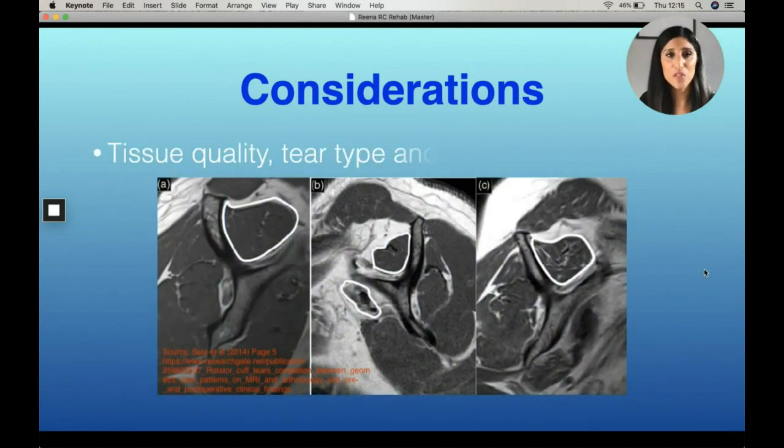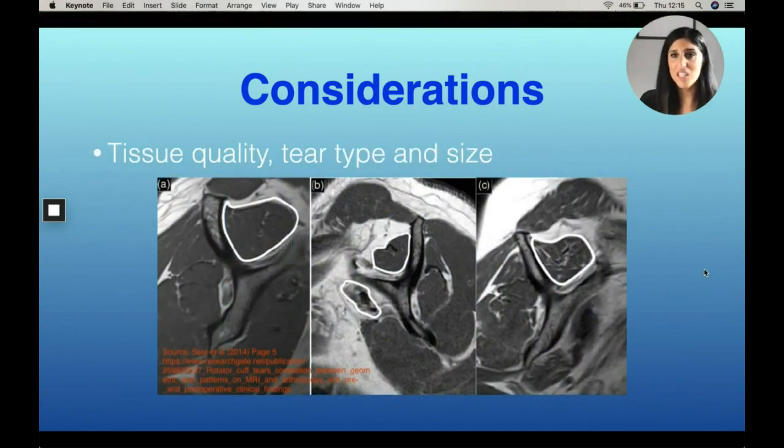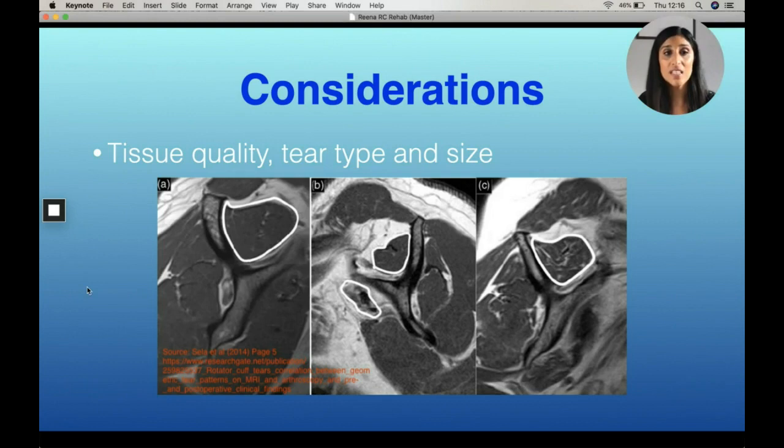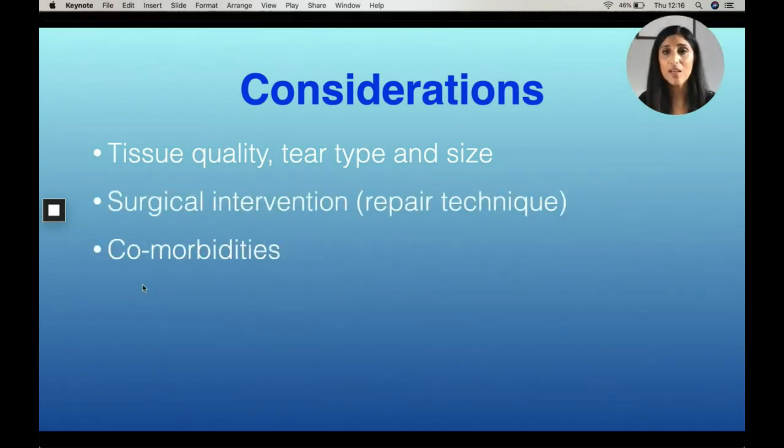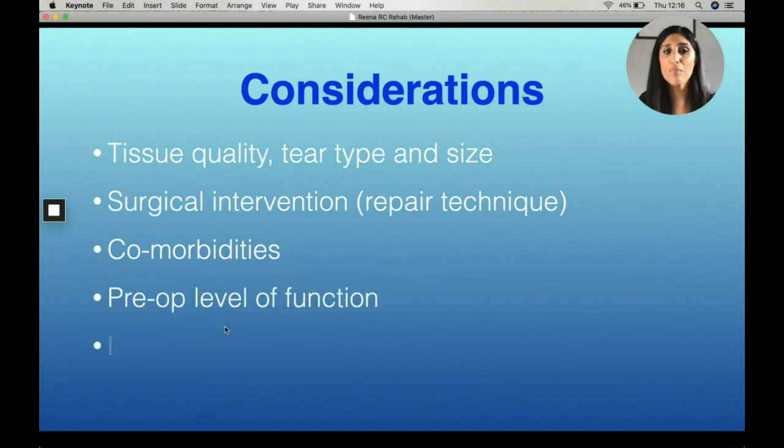So at the moment, what do we consider? We want to consider the tissue quality, the tear type, and the size. And by tissue quality, we mean atrophy and fatty atrophy, because this will have an impact on the surgical intervention. We want to consider the patient's comorbidities, including diabetes and smoking, and the effect that this may have on their healing tissue, and also their pre-op level of function and beliefs.